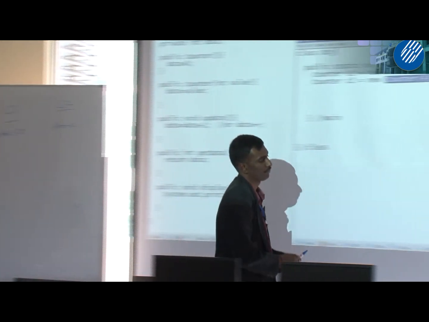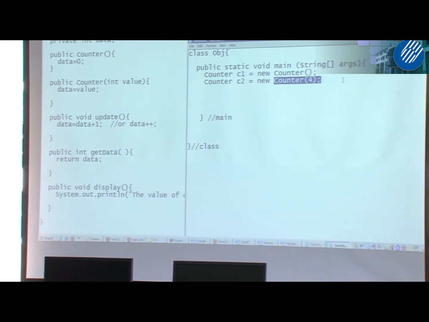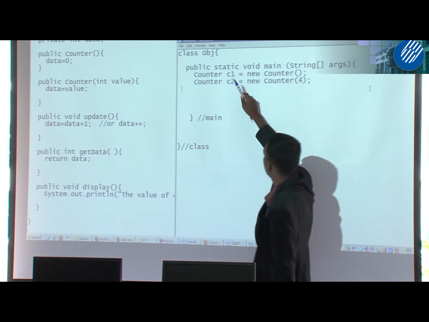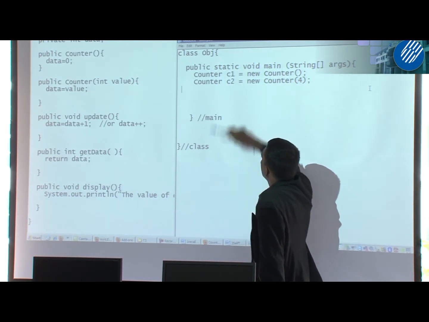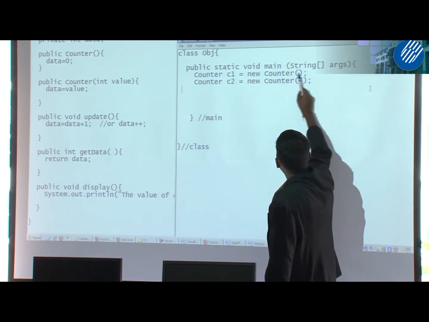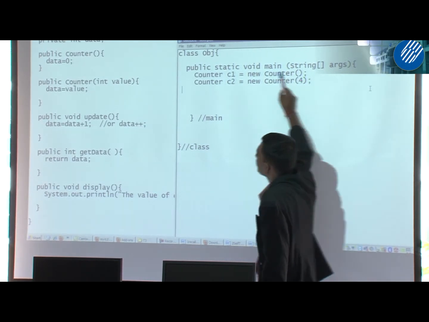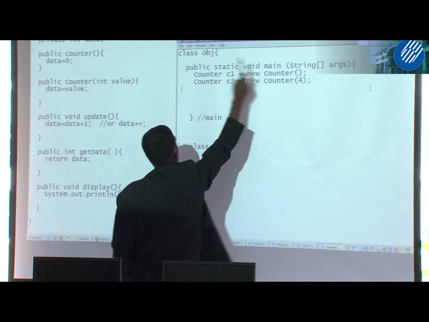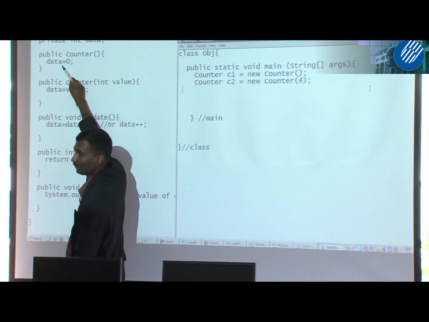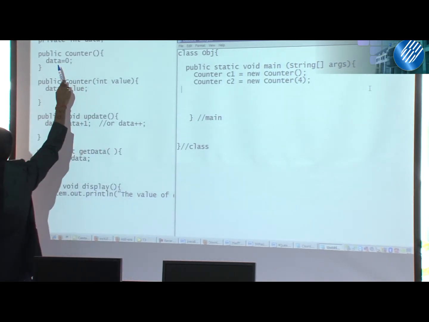Okay, if you see here, what happened? When you create the object C1, C1 is an object of class Counter, you call Counter. You know this is the first constructor, right? So the compiler will jump here, and 0 will be assigned to data. So that's why for C1 you got 0.